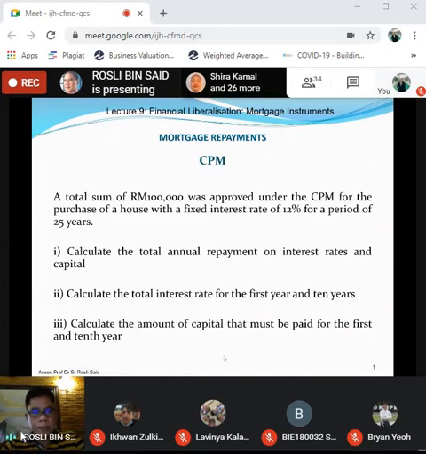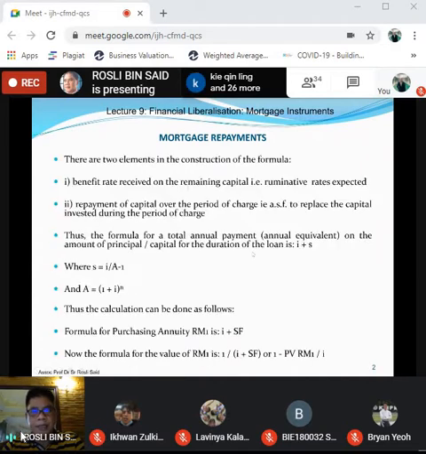So now we go back to this. Calculate the total annual repayment and interest. Number one, we need to calculate the annual repayments. That means the fixed amount that we are going to pay on a yearly or monthly basis, and the interest rate. Number two, calculate the total interest for the first year and the 10th year. And number three, calculate the amount of capital that must be paid for the first and 10th year.